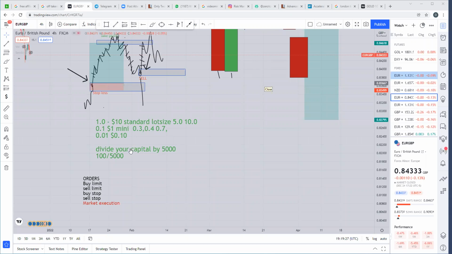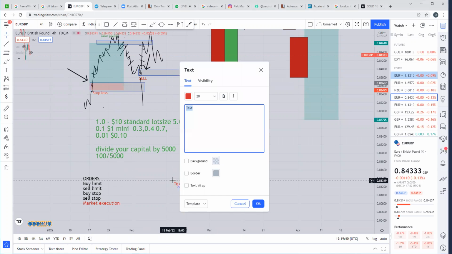So let's move on. Market execution is the one that you do immediately. When you click on it, it immediately executes your trade for you. Now, let me quickly talk about spreads in the market. What are spreads?